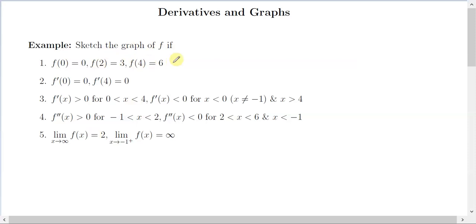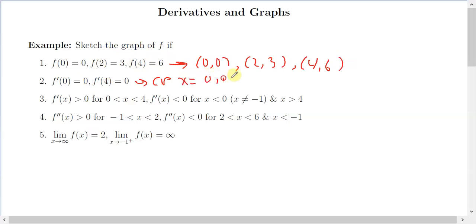And so I just have to figure out what each of these mean. This is telling me actual points on the graph. It says that the point (0, 0) is on the graph, (2, 3) is on the graph, and (4, 6) is on the graph. So I can plot those points at any time. The derivative being 0 means these are critical points. So it's critical points occurring at x equals 0 and x equals 4. They didn't tell me anything about where the derivative doesn't exist, but I just use what they give me and do the best I can with that.